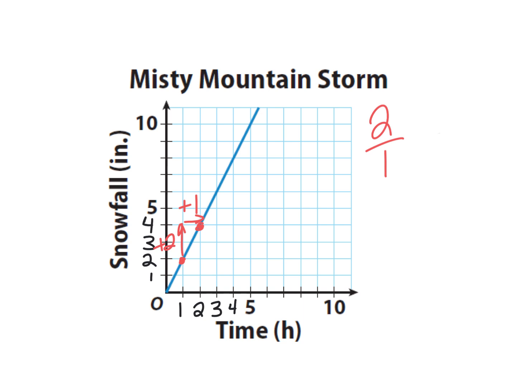Okay, so in order to figure that out, we need to look again at what each axis is labeled as. So when I'm increasing or going up or rising by 2, I am looking at increasing by 2 inches. Okay, then when I'm increasing by 1 on the bottom, I am looking at down here. What am I increasing by? I'm increasing 1 hour. So in context here, that means that during our Misty Mountain storm, it snowed 2 inches every hour.